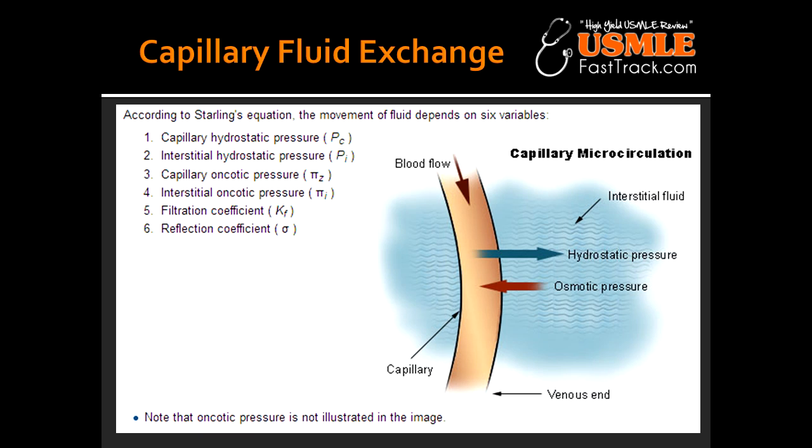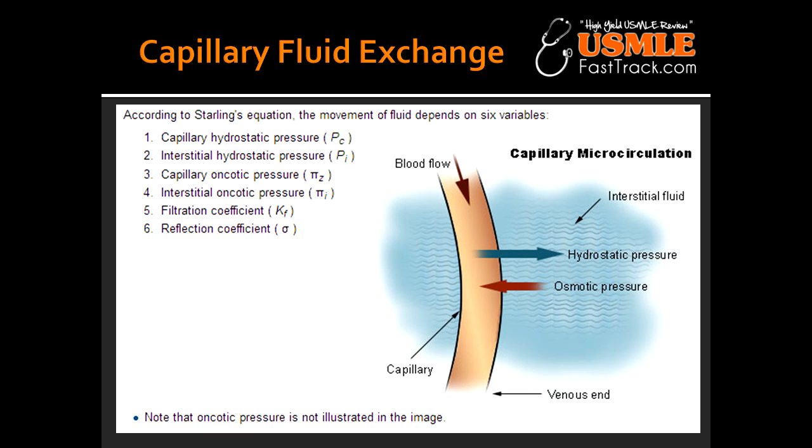What does the plasma colloid osmotic pressure, also known as Pi-C, do to the fluid? The plasma colloid osmotic pressure, Pi-C, pulls fluid into the capillary. What does the interstitial fluid colloid osmotic pressure, known as Pi-I, do to the fluid? The interstitial fluid colloid osmotic pressure, Pi-I, pulls the fluid out of the capillary. So you can also think of the colloid osmotic pressure as the attraction pressure, so it pulls towards it.